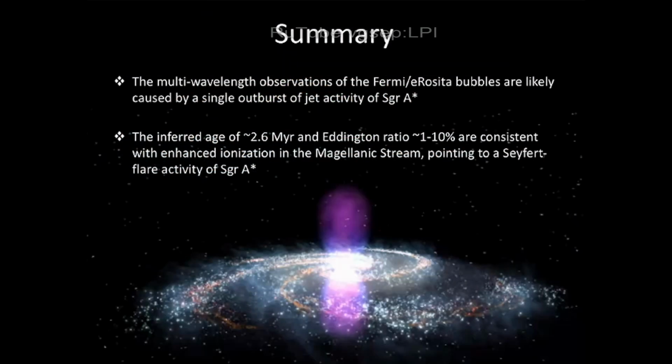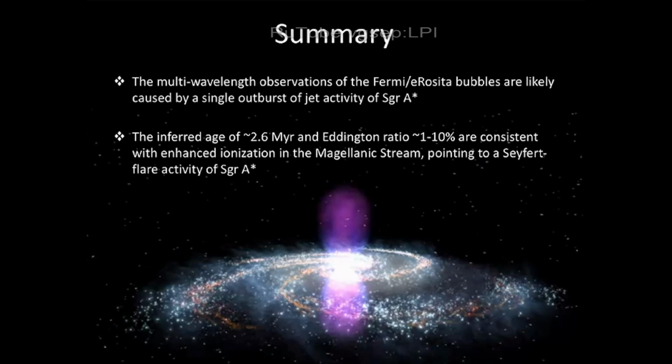In summary, I've shown you that the multi-wavelength observations of the Fermi and eROSITA bubbles are likely caused by a single outburst of jet activity from Sagittarius A*. The inferred age of 2.6 million years and Eddington ratio of about 1 to 10% are consistent with enhanced ionization in the Magellanic Stream, pointing to a Seyfert flare activity of Sagittarius A*. So now I've shown that it's very likely that the Fermi bubbles were generated by AGN activity in the past.